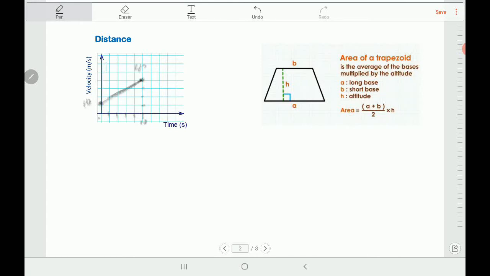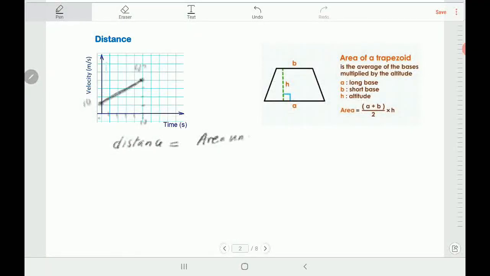So we connect. This is our velocity time graph. And the question is, we need to find the distance from this graph. To calculate the distance traveled by the car, it's equal to the area under the velocity time graph. In our case, it's a straight line.